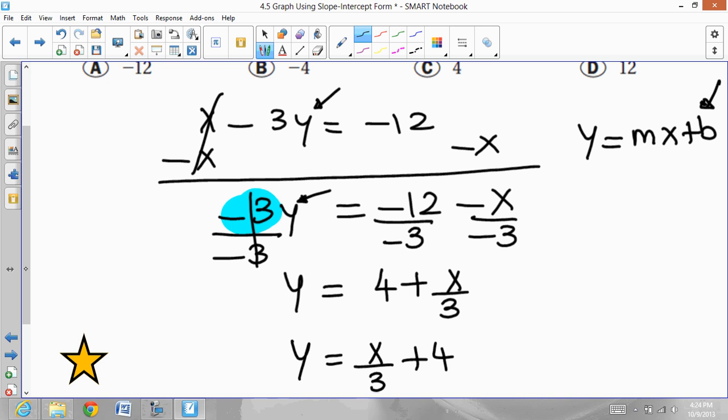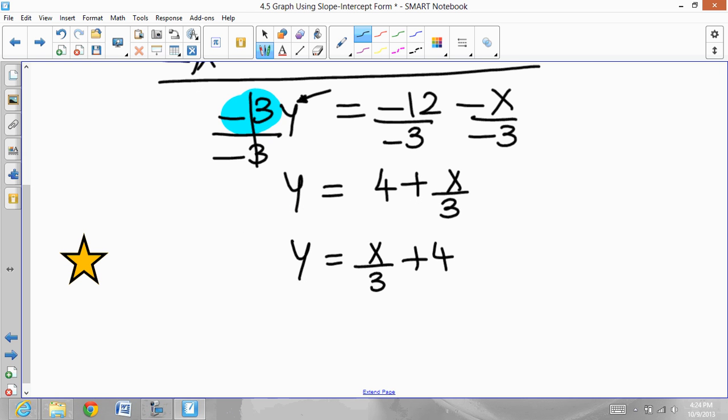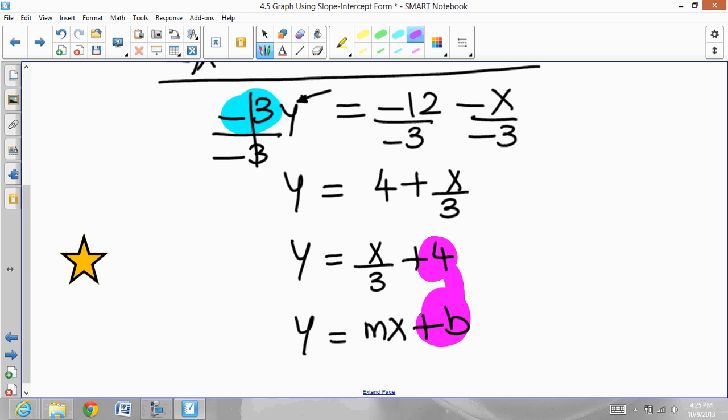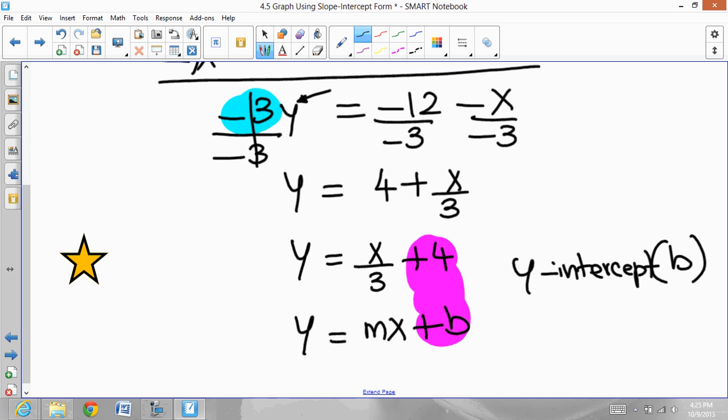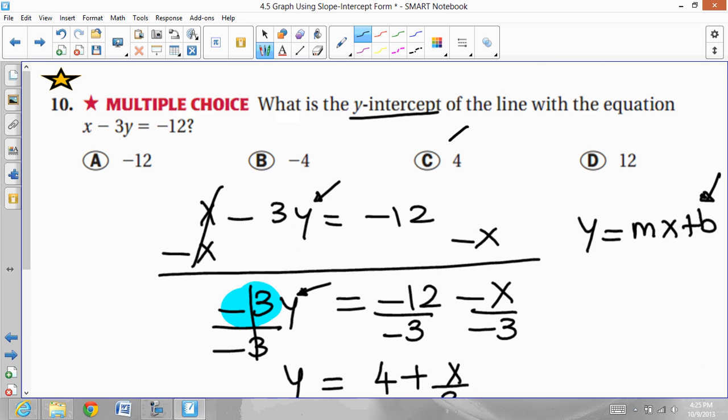Now, if I look at y equals mx plus b, the question is asking you for the y-intercept. So if I highlight and show you where the y-intercept is, I'm going to use the purple. So this will be my y-intercept. The y-intercept, which has a name to it, which we call the letter b, is now equal to a positive 4. And the answer to this question will be C.